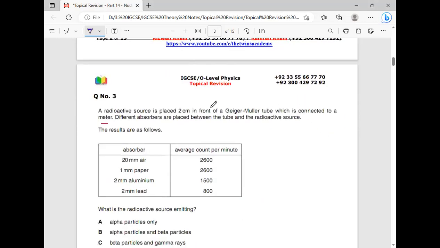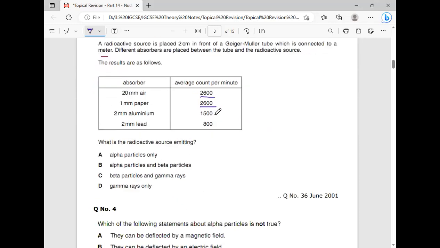A radioactive source is placed 2 centimeters in front of a GM tube, which is connected to a meter. Different absorbers are placed between the tube and the radioactive source. The results are shown. In air, it is 2600 counts per minute. In presence of a paper sheet, it's 2600. In presence of an aluminum sheet, it's 1500, and in presence of a lead sheet, it is 800.